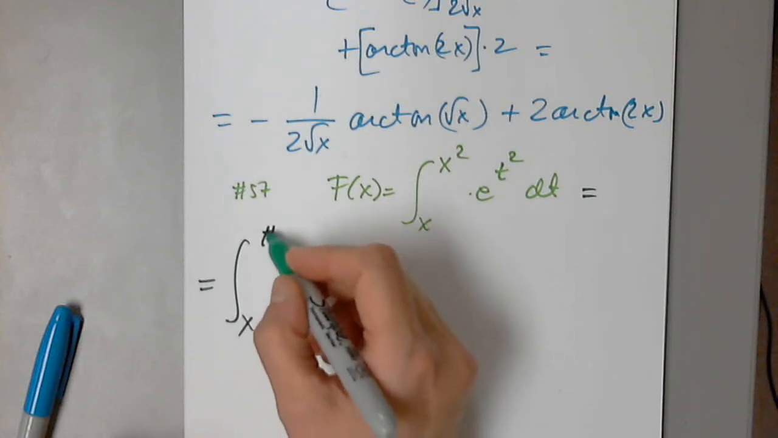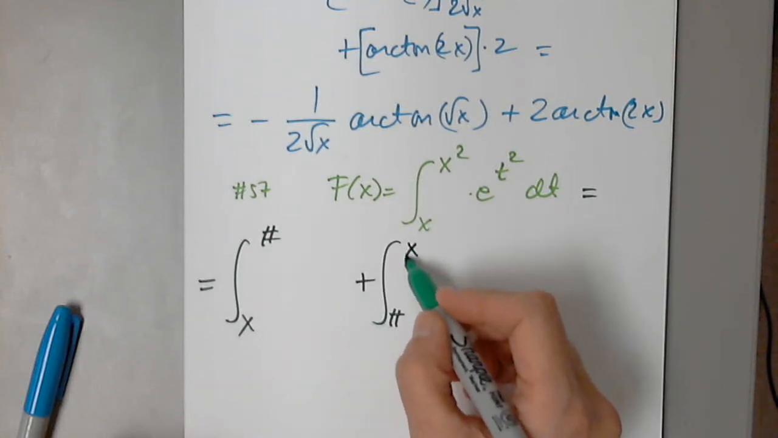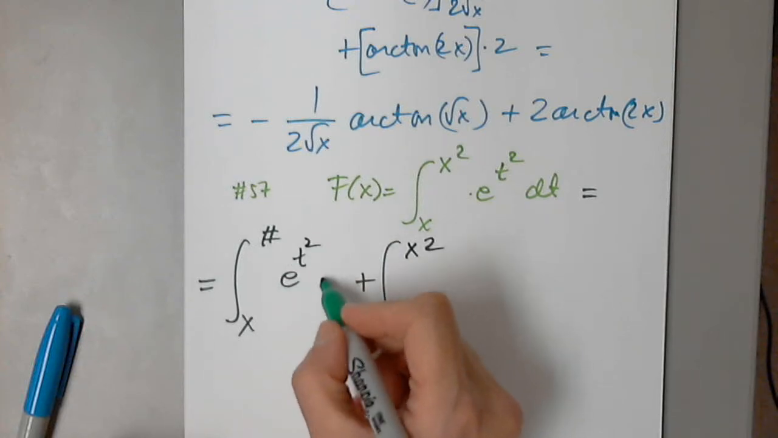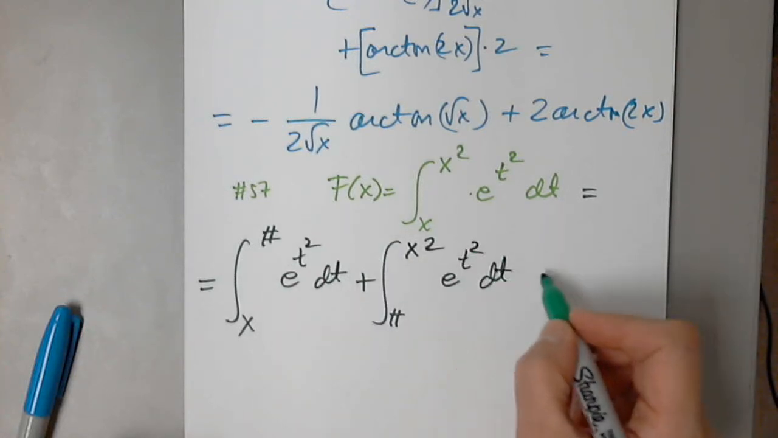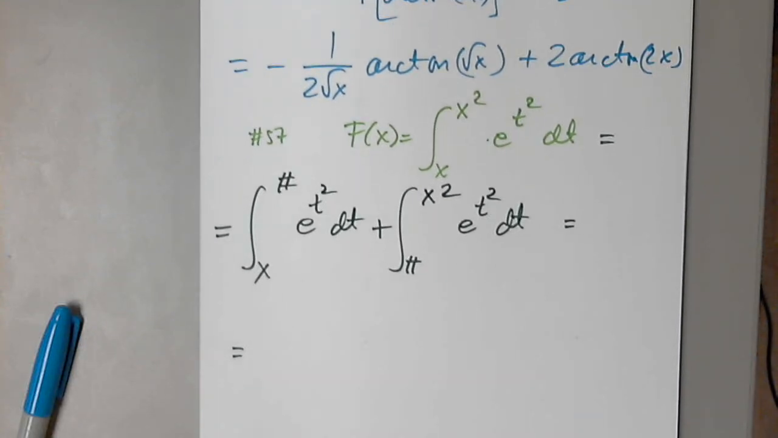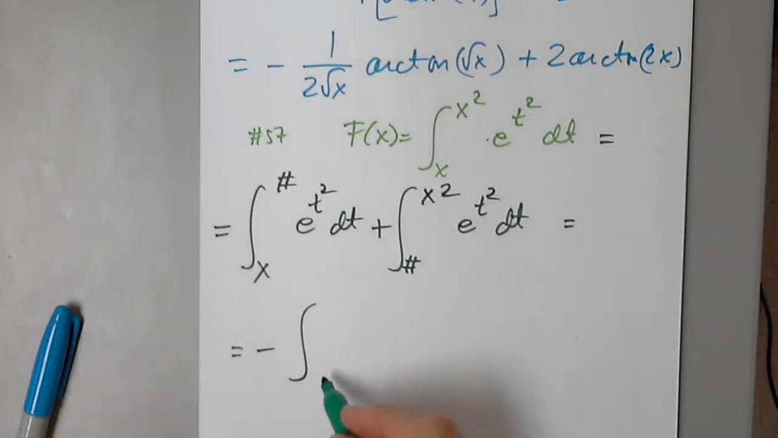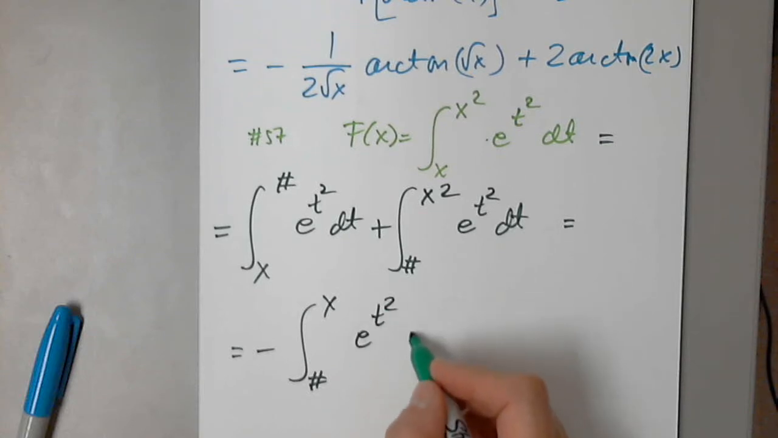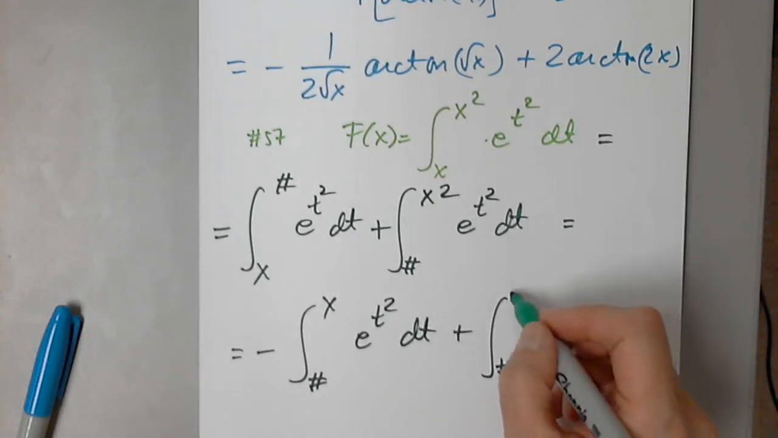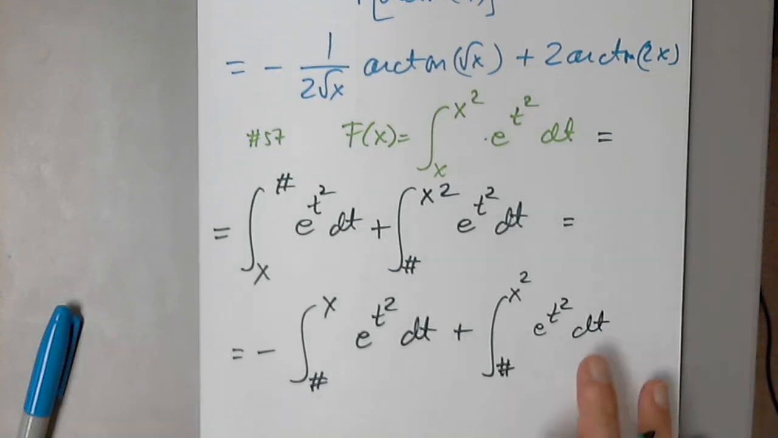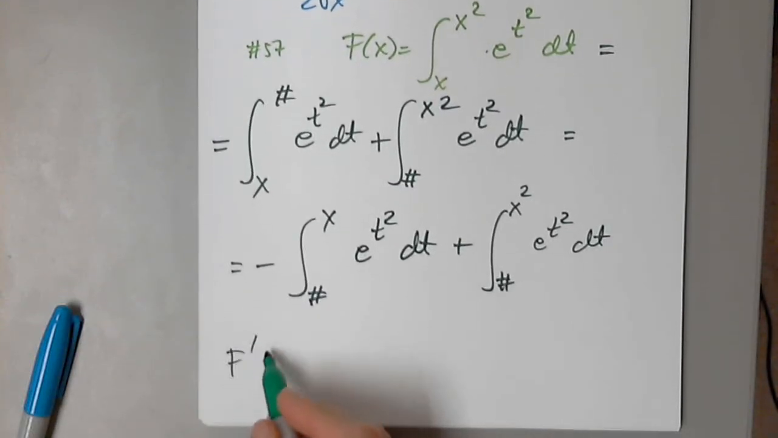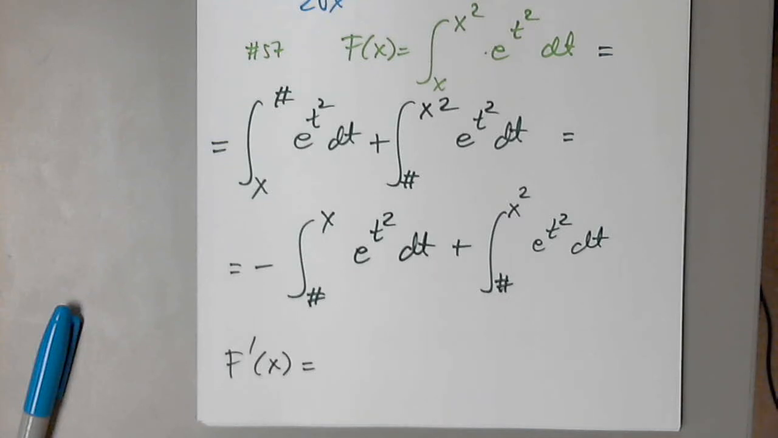Split it. Yes. Then we have one more step. What is the step? It's required that the lower limit be the same thing, whatever that is. Negative, yes. From that number to x, e to t squared dt, plus the integral from that number to x squared, e to t squared dt. Very good. And now we can find the derivative of this function given in the form of the sum of two integrals.